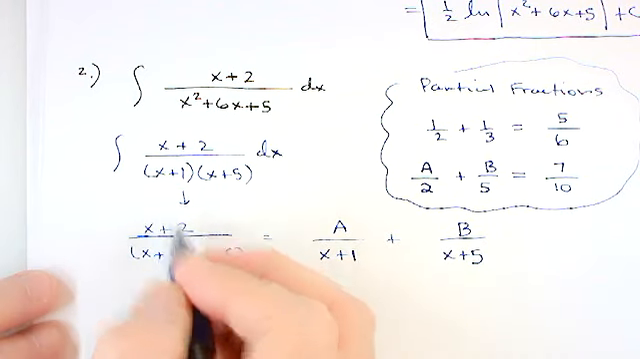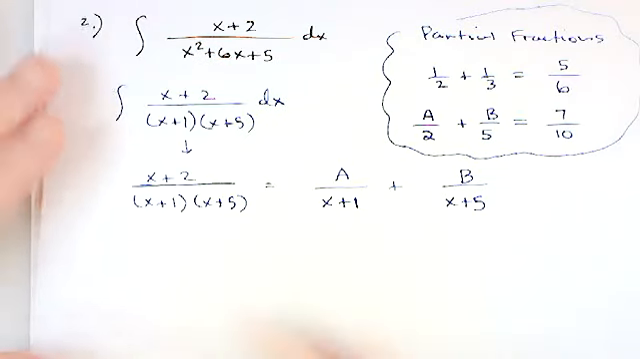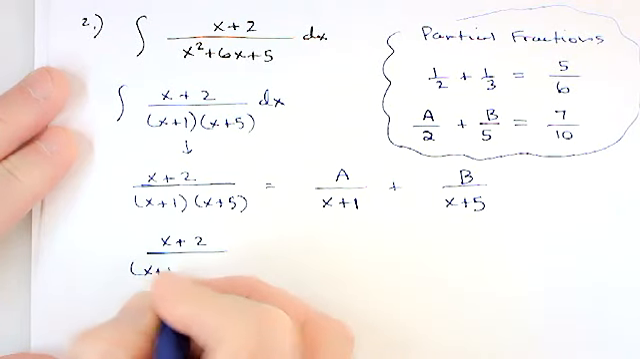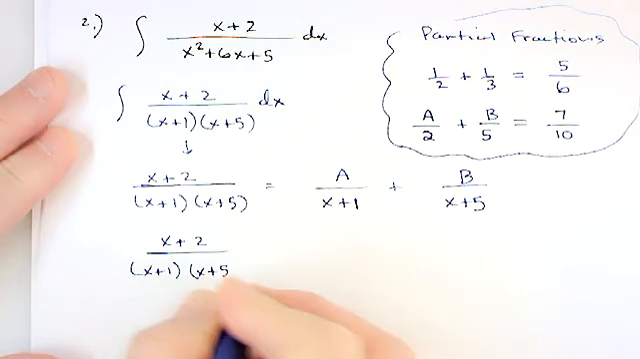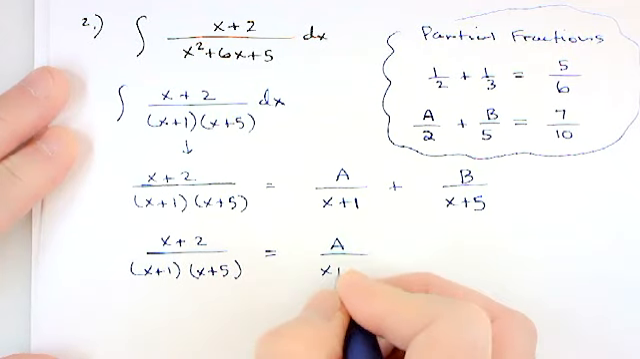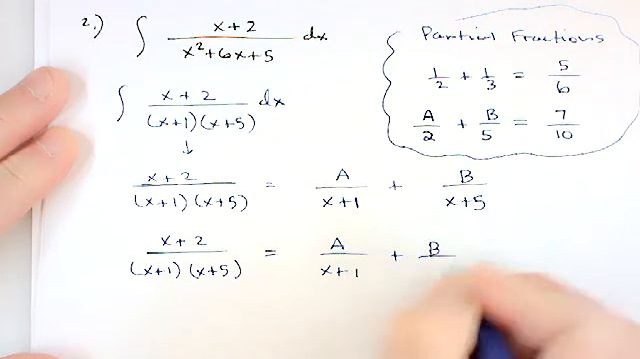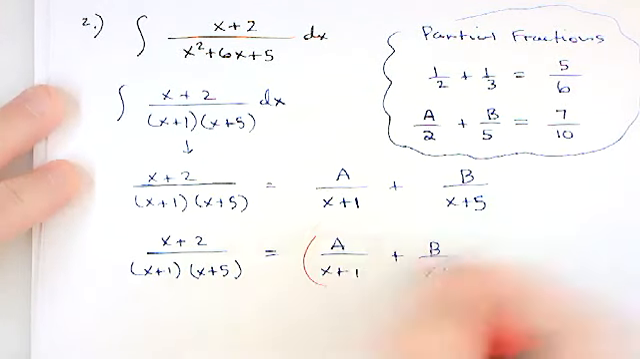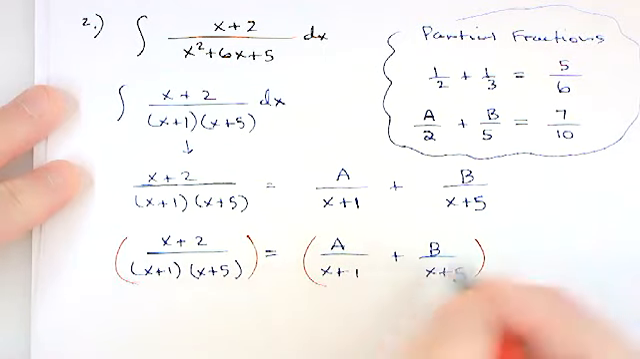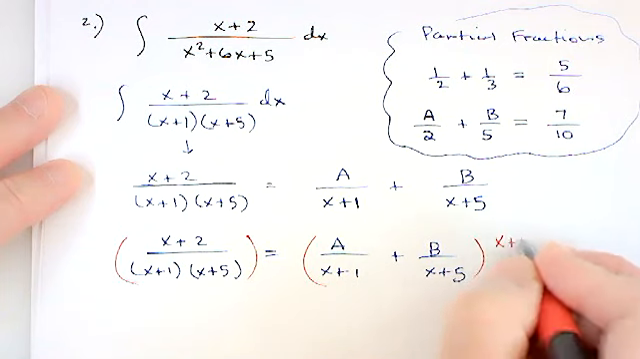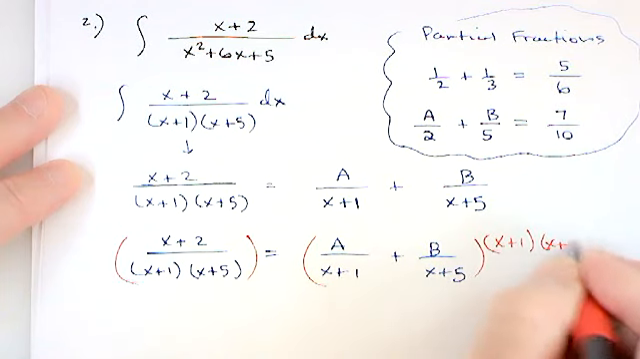Okay, so this is my setup. What's going to happen next, I'm going to take a whole other step here to show this. To solve for a and b, what we want to do is take this equation, and the next thing we're going to do is get rid of the denominators. One way to get rid of the denominators is to multiply both sides by the lowest common denominator of the whole problem, which is x plus 1 times x plus 5.